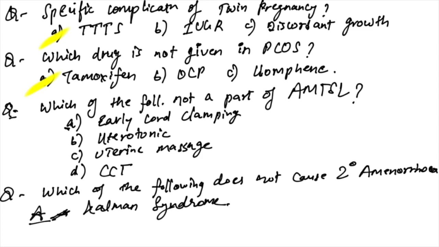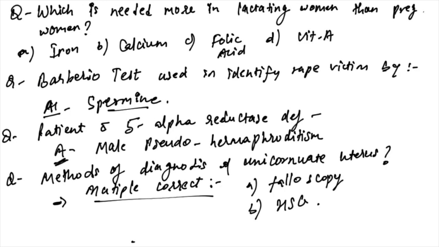Now which of the following is not a part of AMTSL? So early cord clamping is not a part, and delayed cord clamping is a part of AMTSL. Now which of the following does not cause secondary amenorrhea? So Kallmann syndrome does not cause secondary amenorrhea. Now which is needed more in lactating mother than the pregnant woman? So calcium is needed more in lactating woman than the pregnant woman.